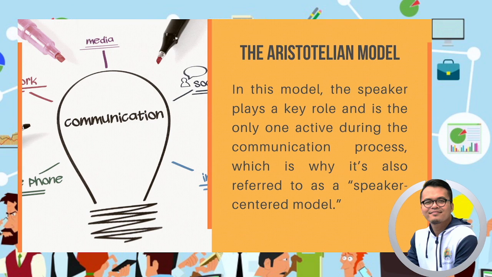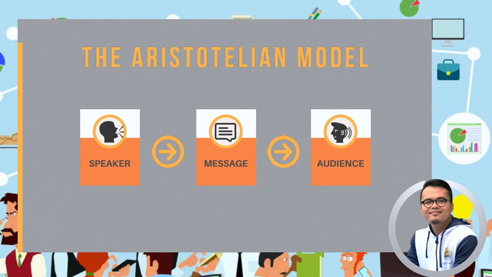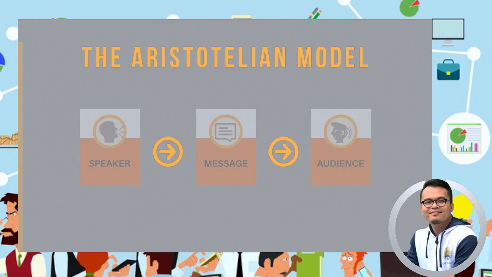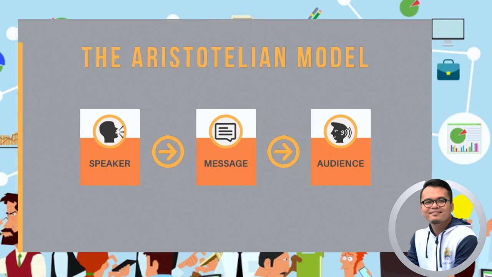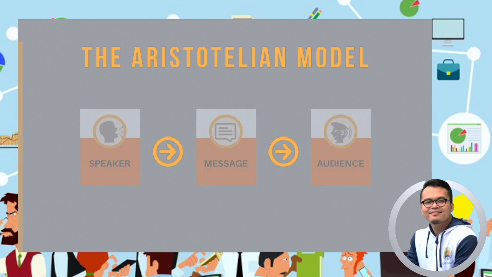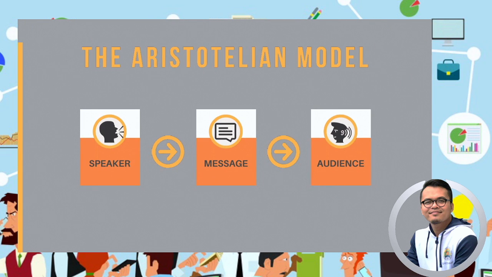The first and probably the simplest model is the Aristotelian model. This was developed by Aristotle. In this model, the speaker plays a key role and is the only one active during the communication process, which is why it's also referred to as a speaker-centered model. It's the speaker's task to deliver a message to his passive audience. This makes it one way, from the speaker to the receiver. Examples of this model are valedictory speeches, or think of a politician delivering a speech to the public.